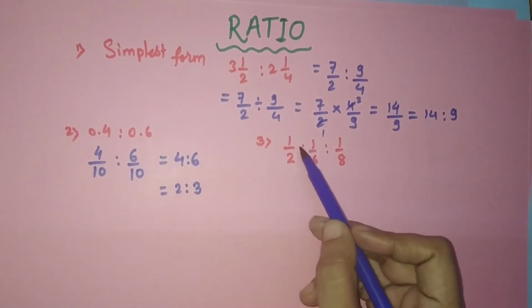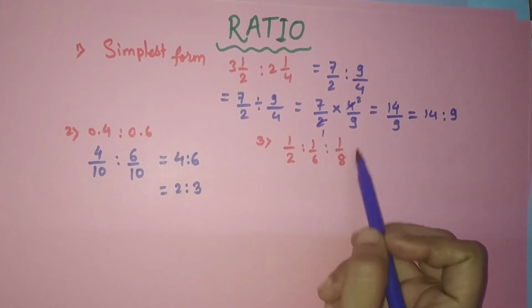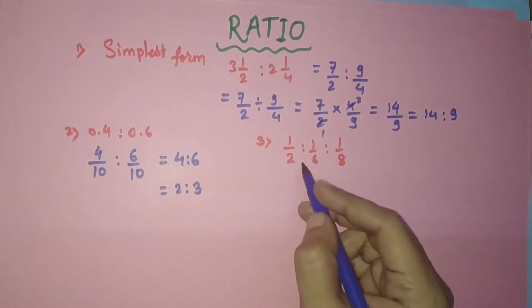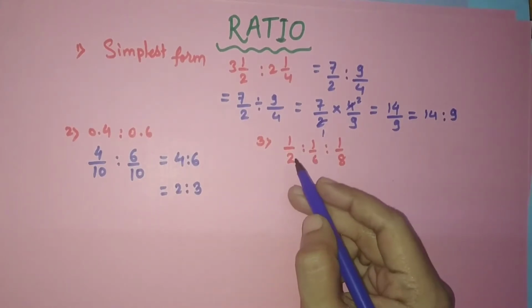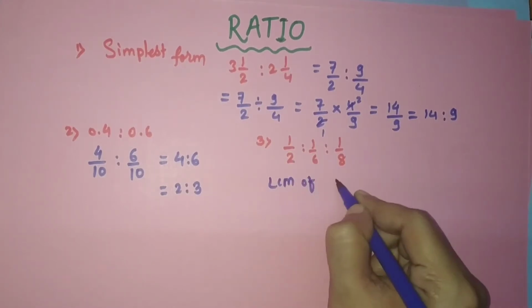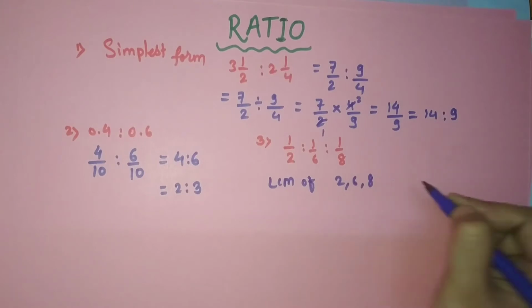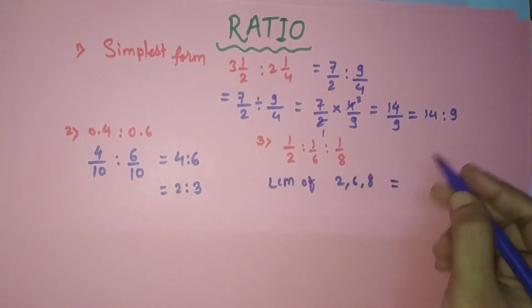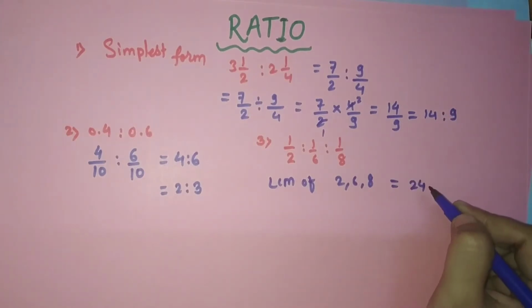Now moving to 1 by 2 is to 1 by 6 is to 1 by 8. So we can see here the denominators are unequal. So we'll take the LCM. The LCM of the denominators 2, 6 and 8, friends, we'll take out. And the LCM here we are going to get as 24.